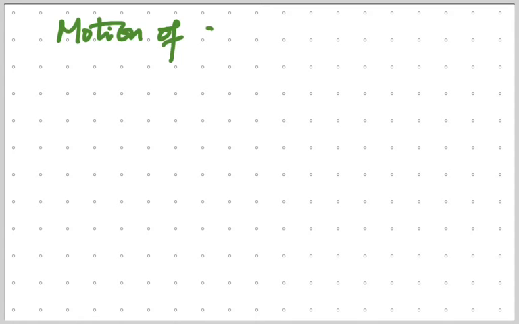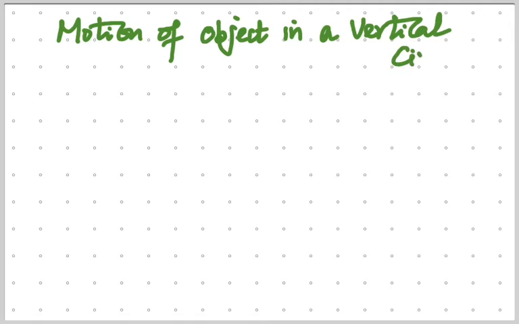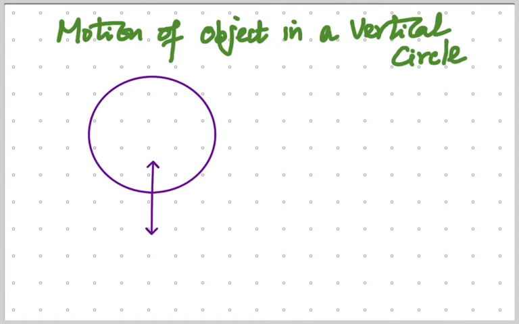That should be motion of objects. I don't even know. In a vertical circle? Yeah, in a vertical circle. This is of special interest. Because if it's a vertical circle, then you really have to understand stuff.